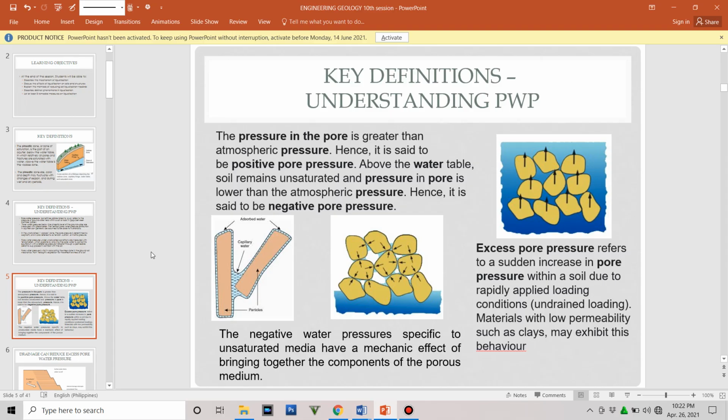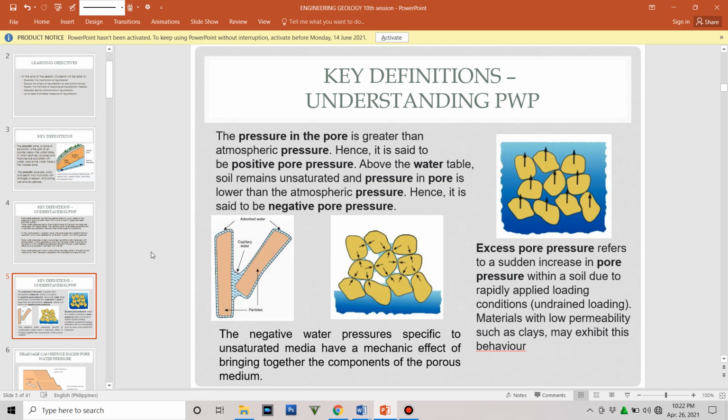So when the pressure in the pore is greater than atmospheric pressure, it is positive. The line of zero pressure is the water table, or the sea level. That is zero gauge pressure. When we go up above the sea level, that is negative pressure, and as we go down, that is positive pore pressure.